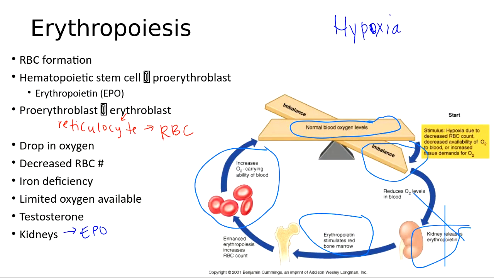Again, the stimulus is hypoxia, but that could be caused by any of these things. It could be a drop in oxygen levels. Maybe a person is at a high altitude where they're not able to get as much oxygen from the atmosphere, or maybe they are in another situation where it's not available. Maybe they have fewer red blood cells, iron deficiency, which goes hand in hand with this one. There's limited oxygen available. All right, that's going to stimulate EPO release in this whole loop.